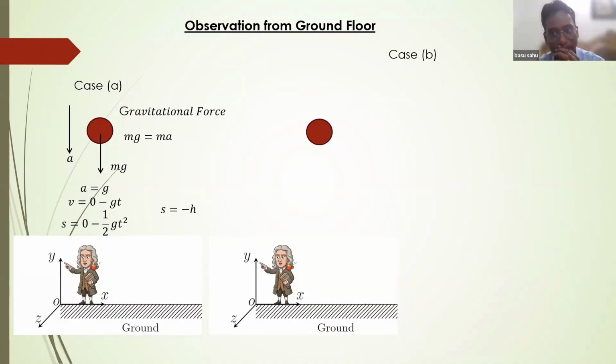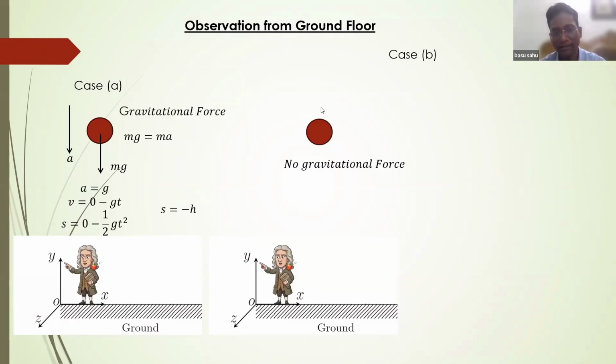What force will act? Then, sir, no force will be acting. Yes, no force will be acting. Since there is no gravitational force, the space shuttle is not interacting with any body of the universe. It is just moving with constant velocity, acceleration a is equal to 0. Right?